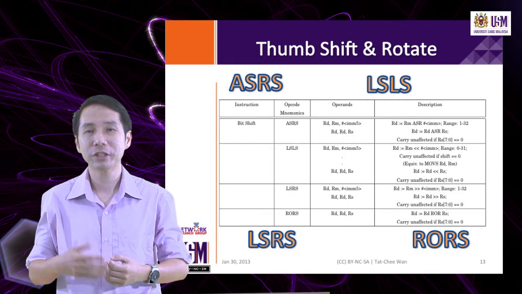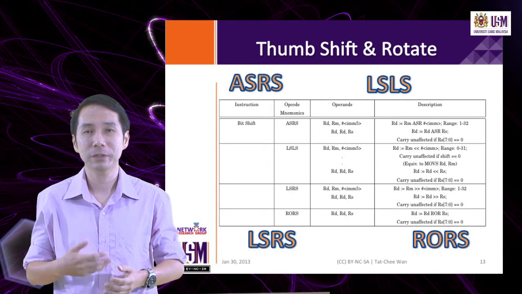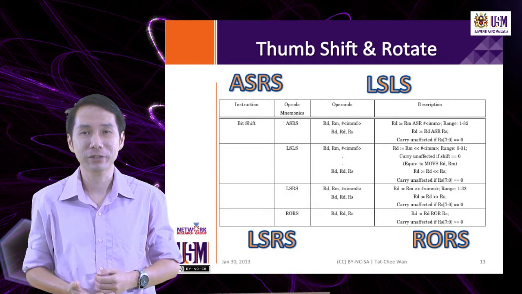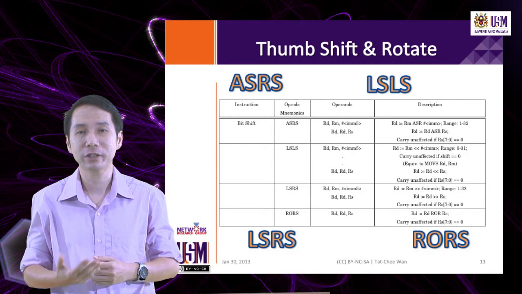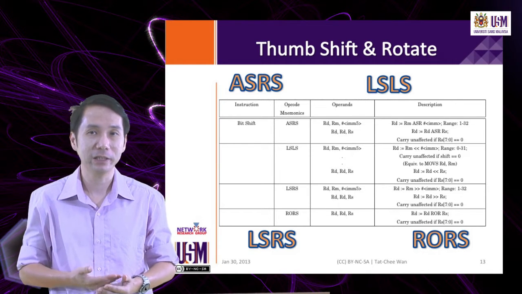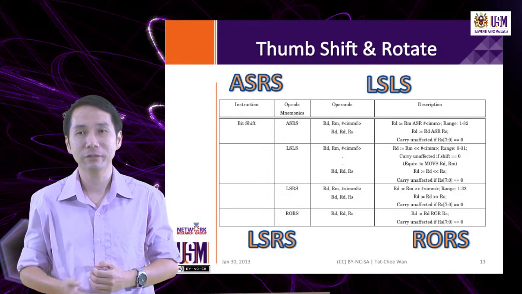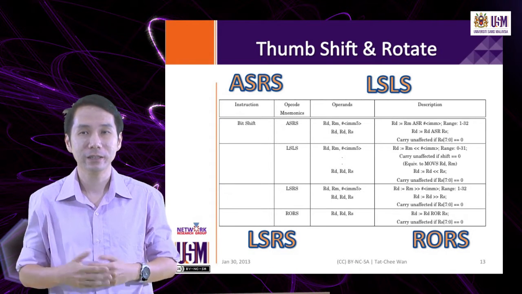Now in thumb mode, shift and rotate are not part of the operand 2 operation. Instead, they are defined as specific instructions to allow us to perform the shift and rotate operations we take for granted in ARM mode. And of course, once we perform the shift and rotate, the flags will also be updated as a result.